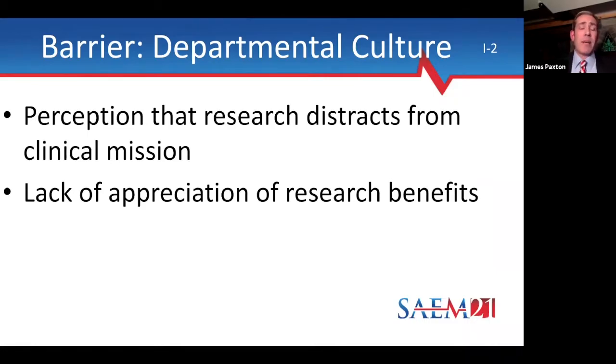Sometimes that's a battle you have to fight, and you can decide which battles to fight. But at the end of the day, it is always something that you have to consider in the culture of your department. Sometimes there's a lack of appreciation of the benefits of research. People look at it as a black hole you're throwing money into and you're not getting anything back out of it. So how do you address those types of problems?